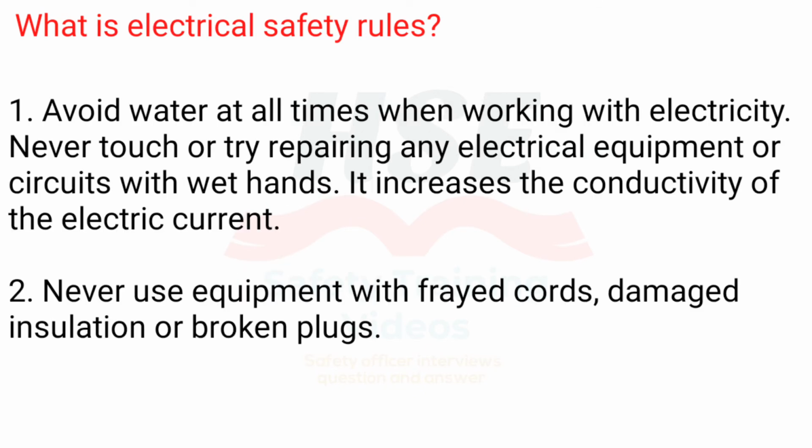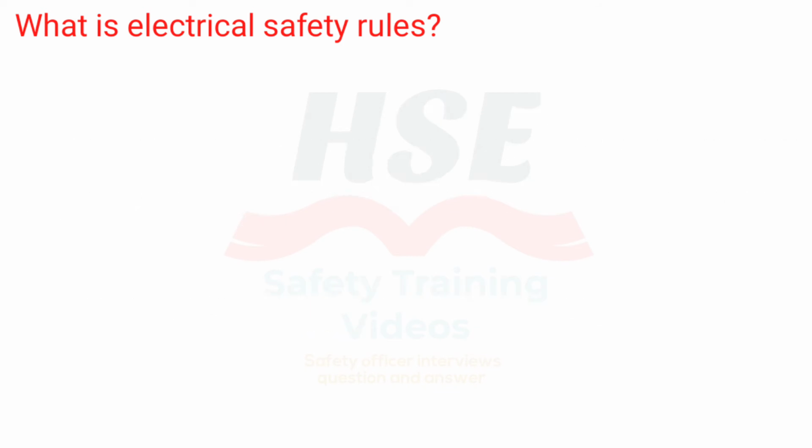What are the electrical safety rules? 1. Avoid water at all times when working with electricity. Never touch or try repairing any electrical equipment or circuits with wet hands. It increases the conductivity of the electric current. 2. Never use equipment with frayed cords, damaged insulation or broken plugs.